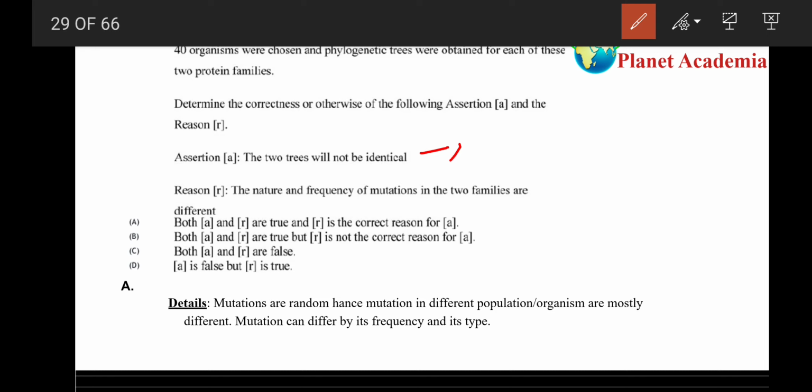See, mutations are random, so anything can happen. So no. The reason is nature and the frequency of mutation. Yes, nature of the mutation, which type of mutation, like insertion, addition, or deletion, or the frequency, how many times it mutated. Both can be the reason. Yes, both are true, and that is the exact reason. So option A, both A and B are true, is the right answer.